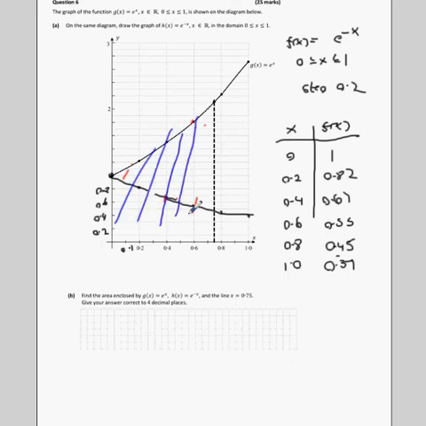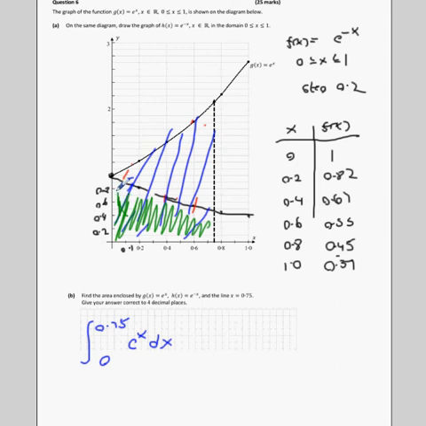Now, how do I get this blue area here? Well, the blue area is underneath the g of x curve. So it's the integral from 0 to 0.75 of g of x, and g of x equals e to the x, dx. Okay, that'll get me the blue area. Now what I'm going to concentrate on is another area which I'll call the green area, like so. And this green area will be this area here. And the blue area minus the green area will give me the red area we were talking about earlier.